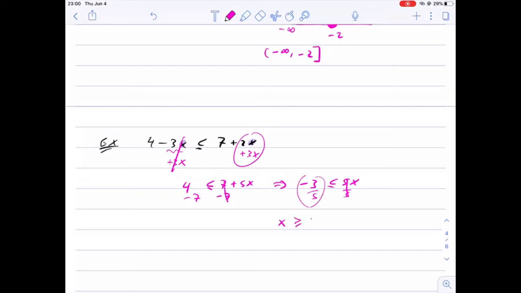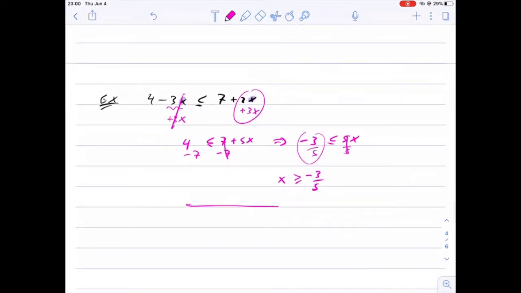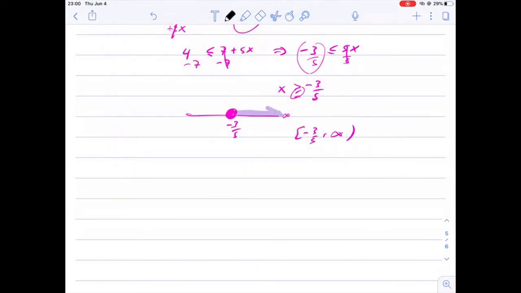That means x is greater than or equal to this expression or this number. So on the number line, it's closed because we have equality, closed at negative 3 halves, and x is greater than or equal to this. That means all values here, so from negative 3/5 to infinity. That's the solution set. Now sometimes we have more than one inequality symbol in one inequality or one expression.